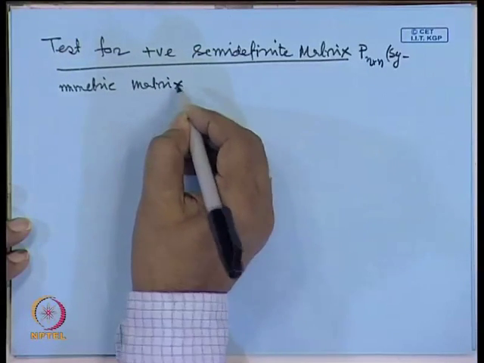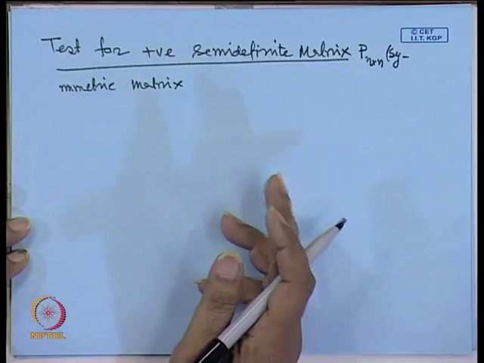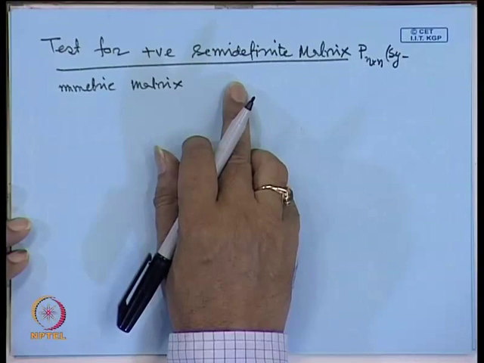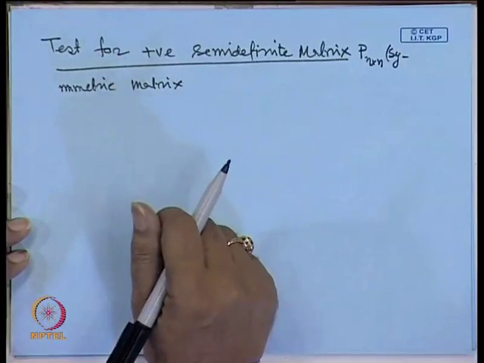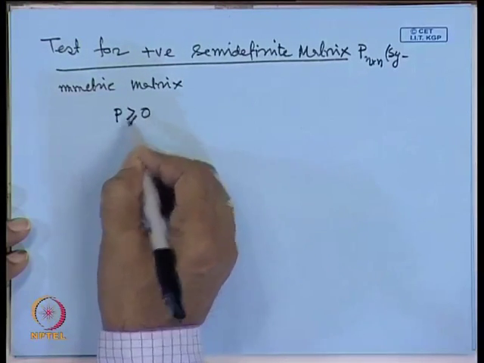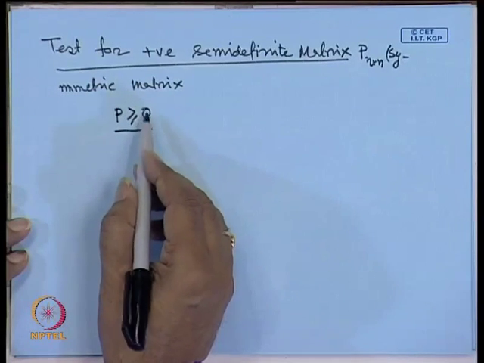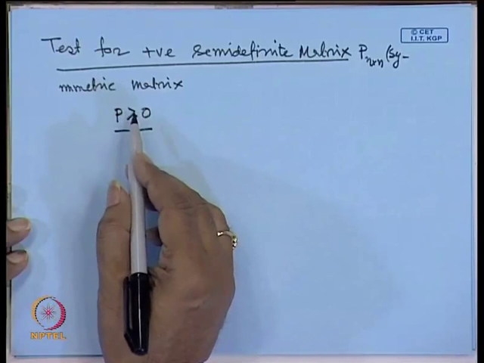I repeat once again that you can test the Sylvester criteria whether the matrix is positive definite or semi-definite, negative definite or negative semi-definite. You can test it if the matrix is positive definite. If it is not symmetric, I can easily convert it into a symmetric matrix, because by definition, if it is semi-definite, the symbol is this one. If it indicates P is greater than or equal to 0, it means P is positive semi-definite.